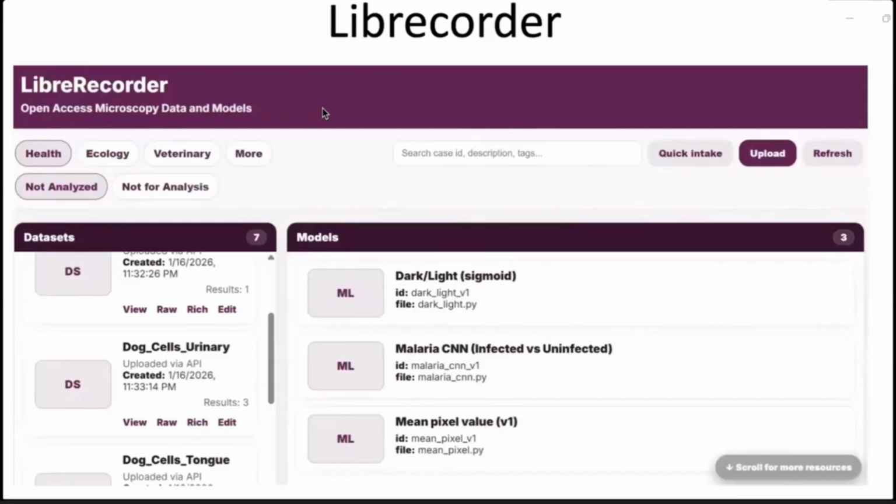In the health channel of Librecorder, we have a set of data sets and models. These were developed by our volunteers. For example, the dog cells urinary data set, which contains images of cells from the urinary tract of a dog. I collected these using my OpenFlexure microscope and uploaded them to the site. One of our volunteers developed a dark light sigmoidal classifier, which gives some characteristics of the relative brightness features on the sample. So one person is able to supply a data set, someone else is able to supply a model, and these work together to develop an ecosystem.